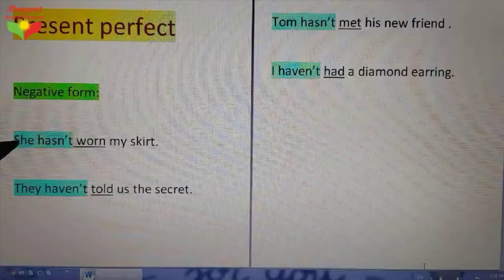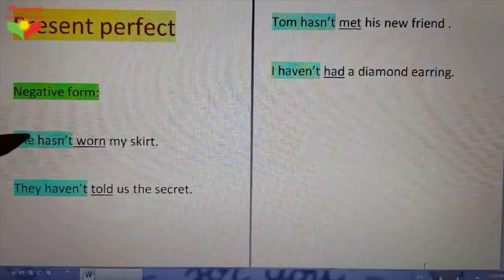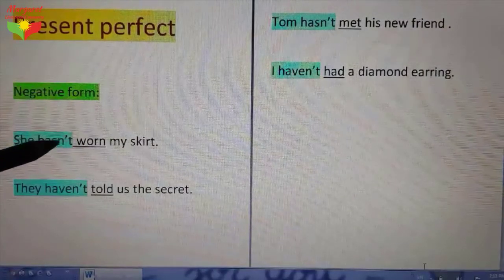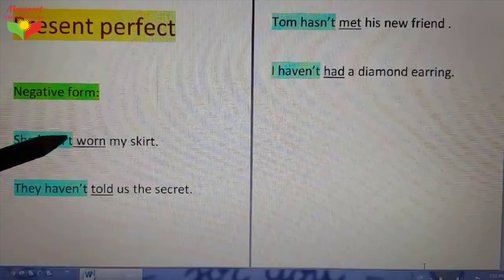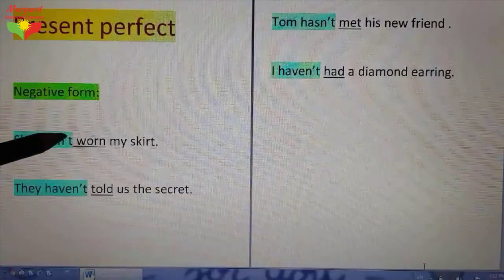So look at this example. She hasn't worn my skirt. So she is the subject. Hasn't is the auxiliary verb in the negative form because we have not. And as I told you, we avoid o and we put this apostrophe.